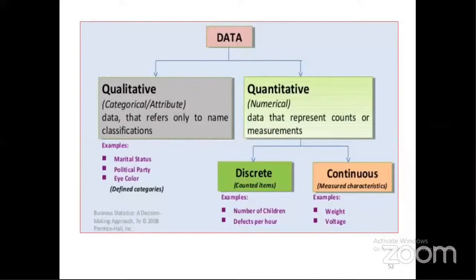I have explained already, data may be of two types, qualitative data and quantitative data. In qualitative data, we are using categorical or attribute data, like marital status, political parties, eye color, etc. Quantitative data, we are discussing data that represents counts or measurements. There are two types, discrete and continuous. Discrete: number of children, defects per hour. Continuous: weight and voltage, etc.